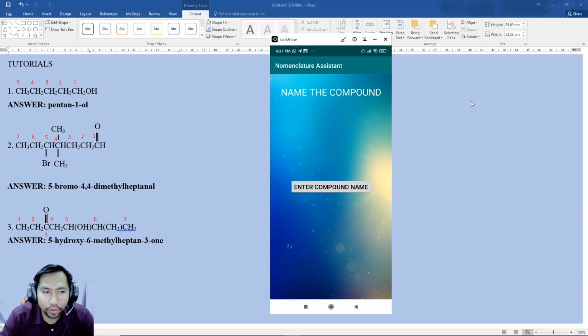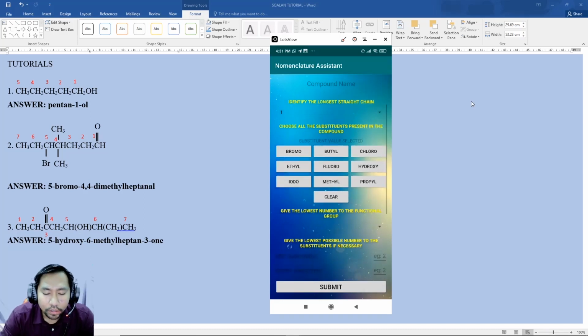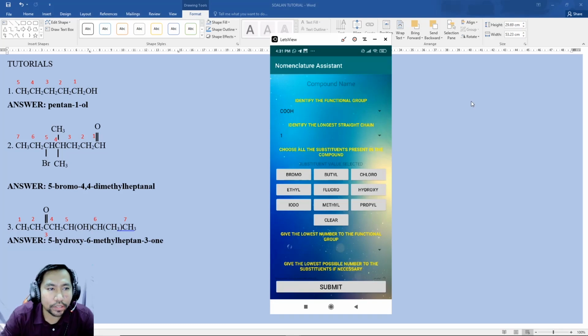This is the highlight of our application, by which we can name compounds easily. Just follow the instructions given in the menu. Let's try to answer question number 1. For question number 1, we need to identify the functional group.